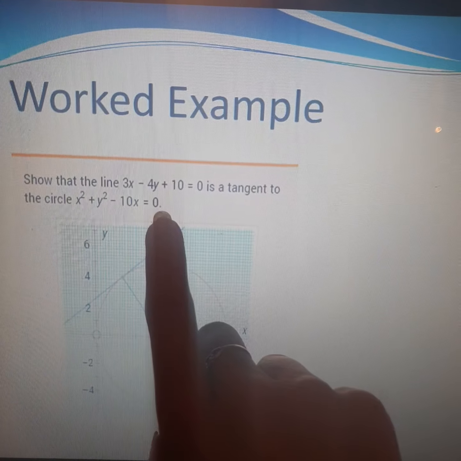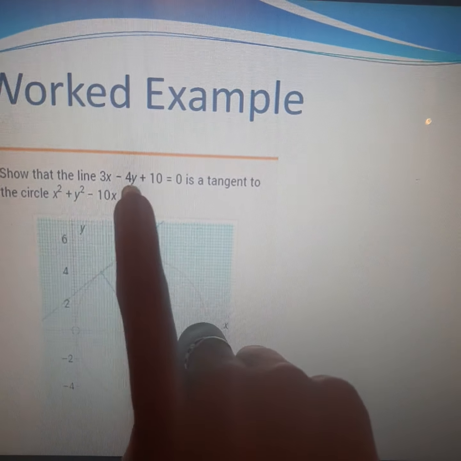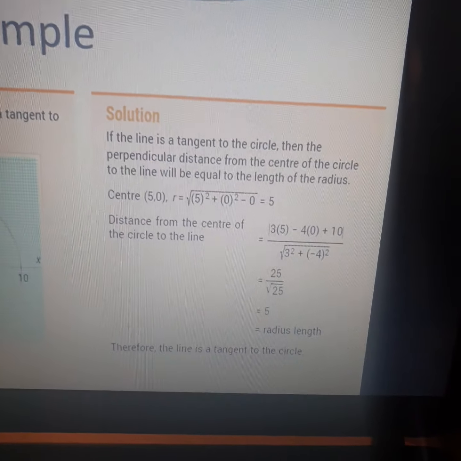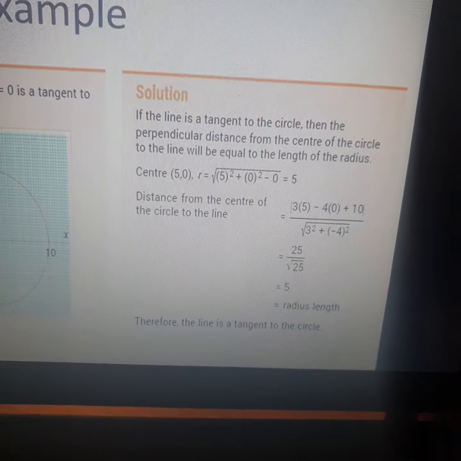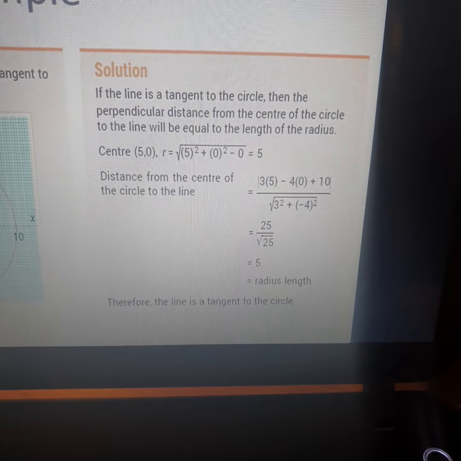We can really say that 2fy is 0 and c is 0 as well, okay? So f is 0, but we can work out g here. So that's what we'll do, right? So if the line is a tangent to the circle, then the perpendicular distance from the center of the circle to the line will be equal to the length of the radius.